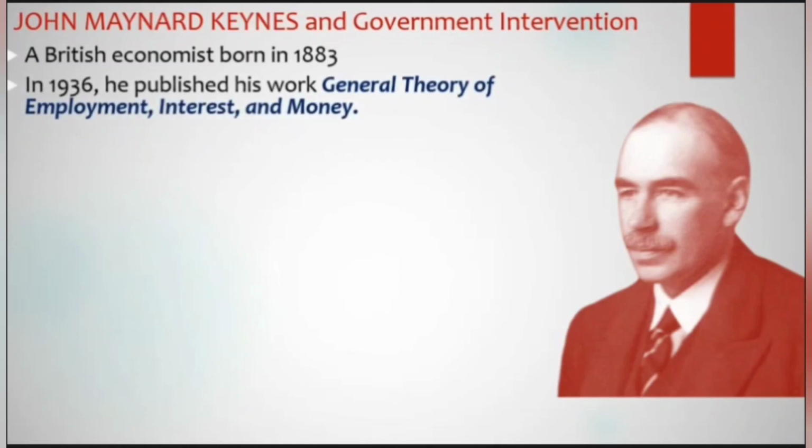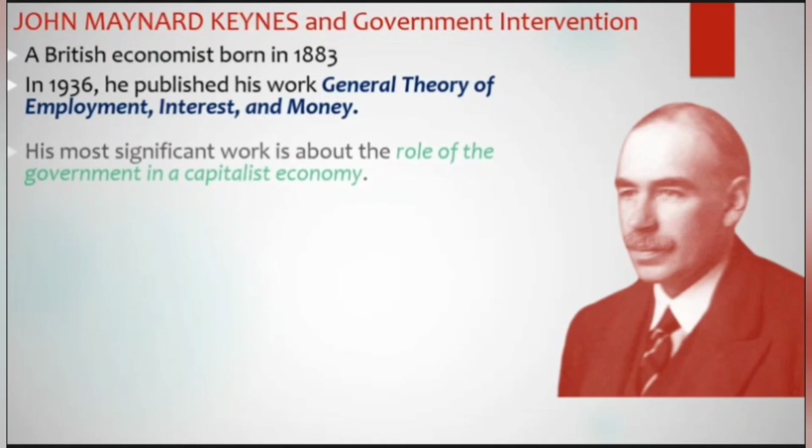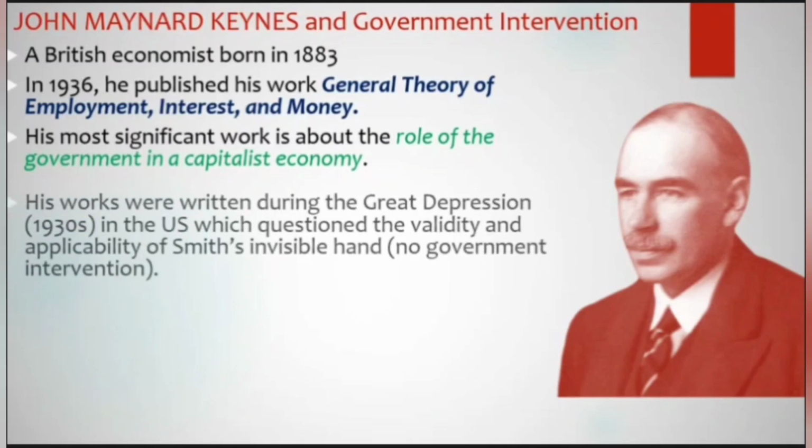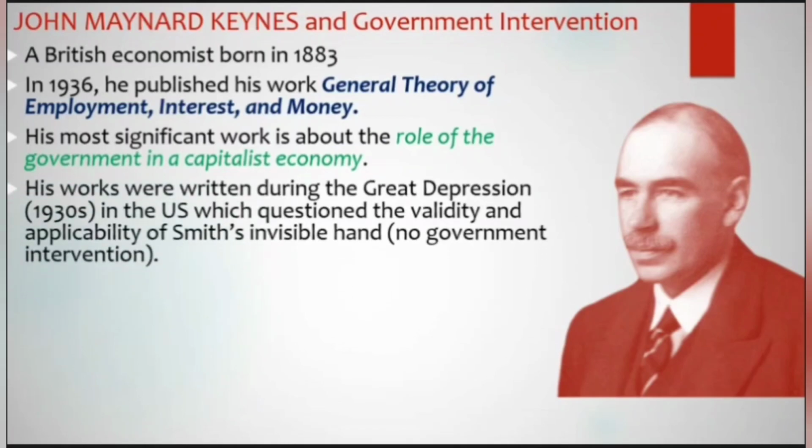In 1936, he published his work, General Theory of Employment, Interest, and Money. His most significant work is about the role of the government in a capitalist economy. His works were written during the Great Depression in the US, which questioned the validity and application of Smith's invisible hand or the no government intervention.